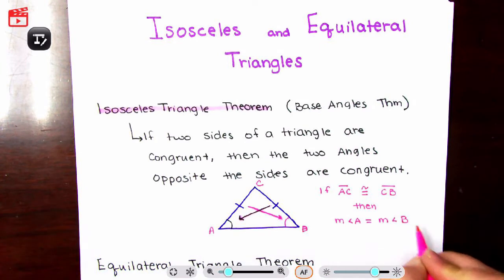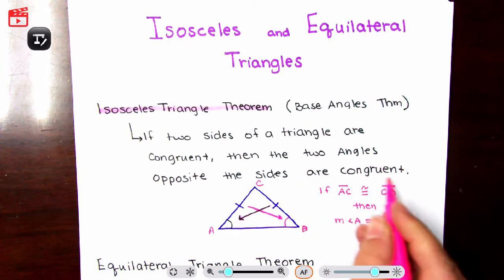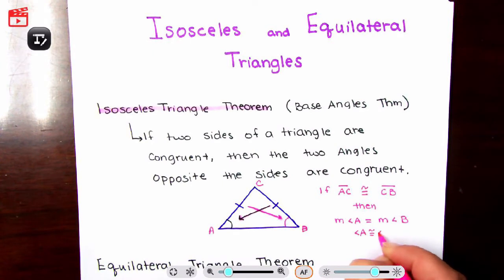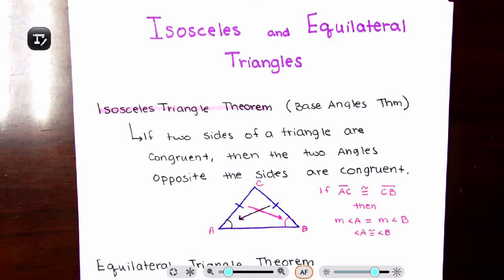Now, how do we know that? Because the opposite angles are congruent, so therefore angle A is congruent to angle B. And how do we know they're equal? Because congruent means equal in measure.